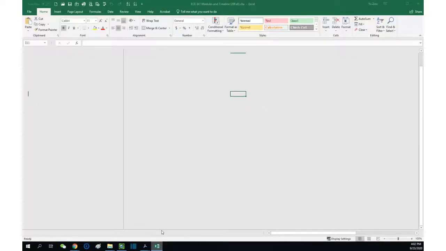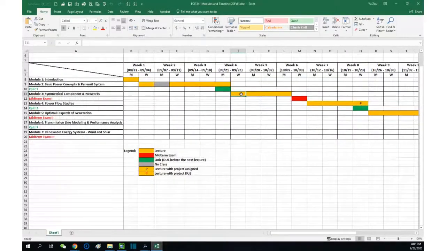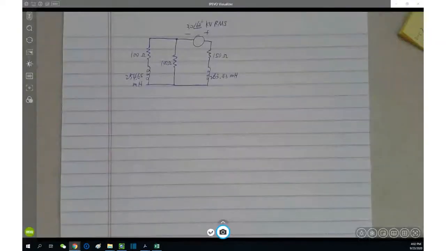First of all, we are here in the Gantt chart. This is the first lecture for the new module 3, and by the end of this module we're going to have midterm 1. So today is the first lecture for module 3, symmetrical components and networks.